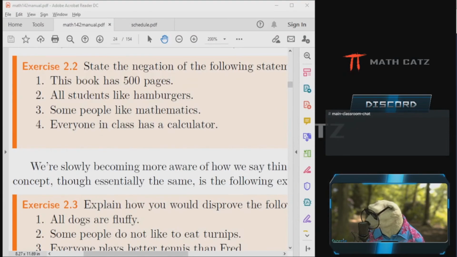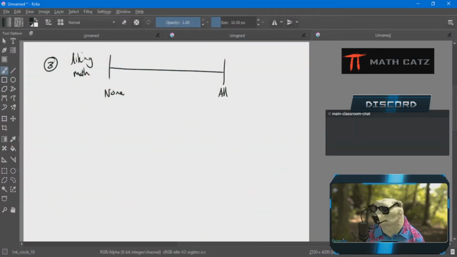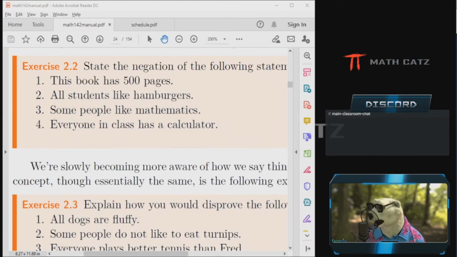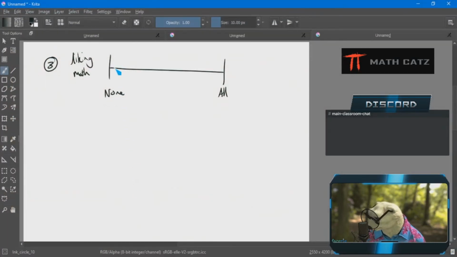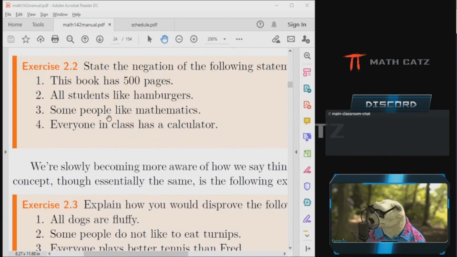Now, the given statement is going to be true for some of these situations. In this case, some people like math, meaning at least one. So if I have one person liking math or more, then the given statement is true. If it's the case that absolutely everyone likes math, I go and survey, I find everyone likes math, is the given statement true? I kind of have to figure that out first. Yes.